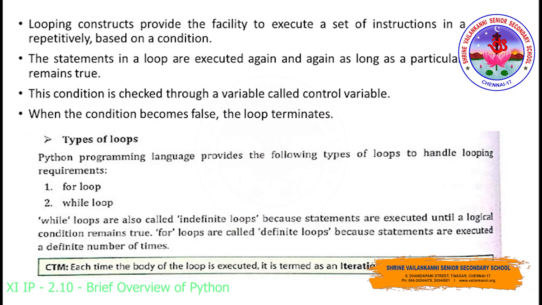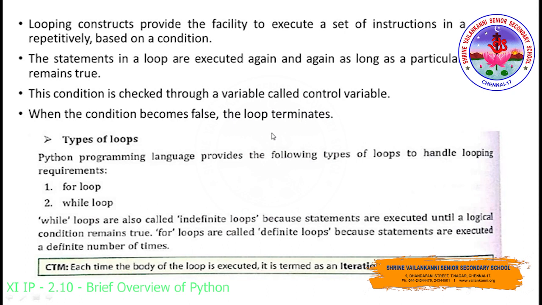The condition is usually checked using a variable, which is called a control variable. Even in the decision making statements, we used variables to check the condition, right? Much similar to that, we will be working here in the looping constructs. And as I said, when the condition becomes false, the loop terminates.